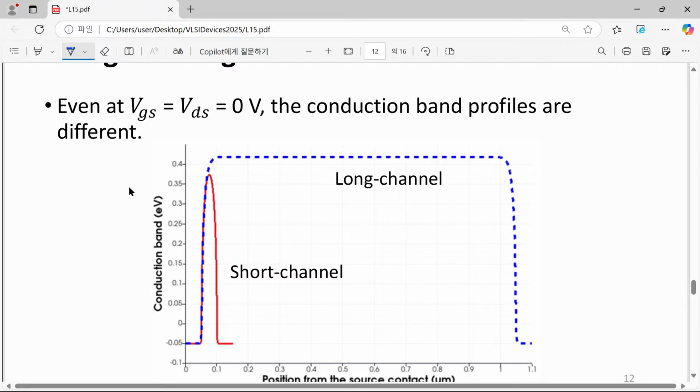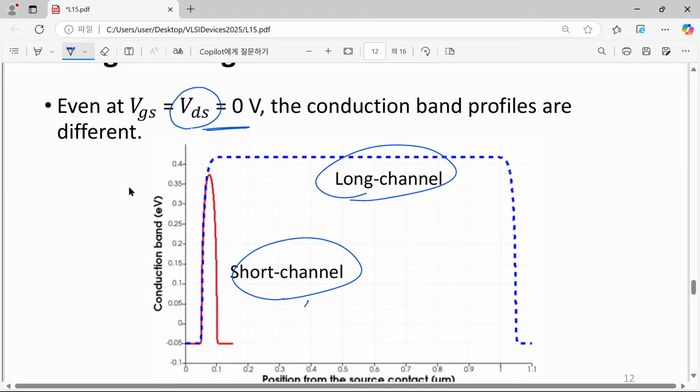Here you can see the condition where drain voltage is 0 volt. There is no additional effect of drain voltage. Drain voltage itself is 0, and this graph just makes a comparison between your long channel device and short channel device. This is 50 nanometer and this is 1 micrometer. And the drawn quantity is conduction band energy. So conduction band energy EC is drawn.